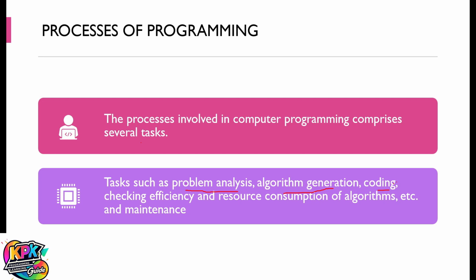Then to algorithm generation. Algorithm basically means a step-by-step approach that we take to solve a problem. And then to coding, where you are going to do the real work by giving computers instruction using programming languages, which you are going to look at later in the series. And then you'd have to check the efficiency and resource consumption of algorithms. Basically, your solutions, you are looking at, does it work well? Is it good? Does it consume so much resources? Are there better options? So that is where you get to the feedback area. And then maintenance.